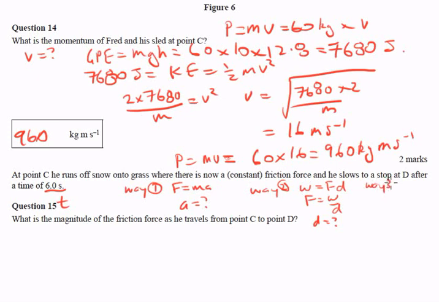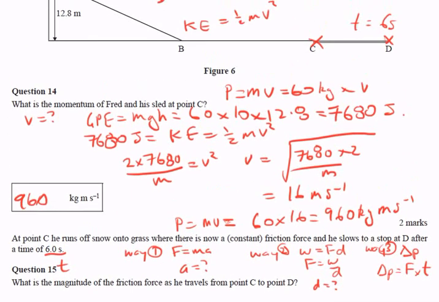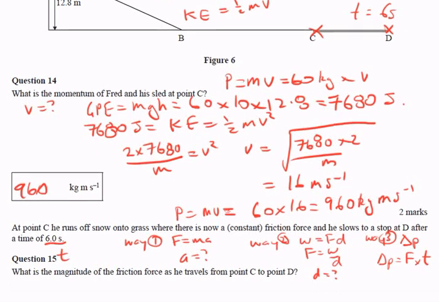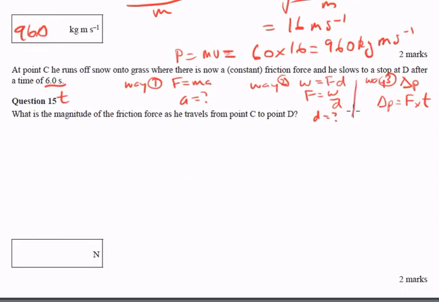And way three is work out his change in momentum, and change in momentum equals force times time. So then you just divide that by time. And his change in momentum is, his momentum starts here and it goes down to 0. So let's just work that way 3 out. It's actually a really easy way. I'm going to go through way 1 as well.